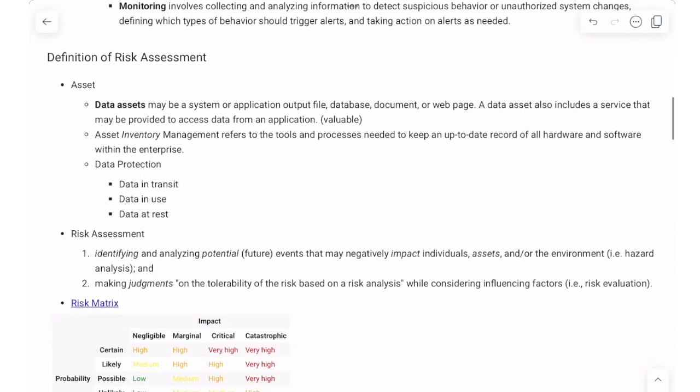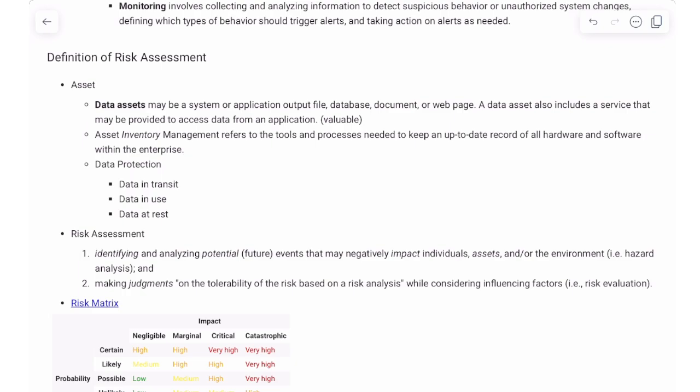Okay, and we have talked about assets. Currently, data asset is the most important asset we need to pay attention to, including files, databases, documents, websites, user profiles, and the purchase records, for example for Amazon. Those are important data assets. Because they are so valuable, we need to protect them.